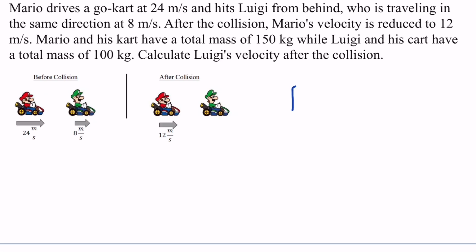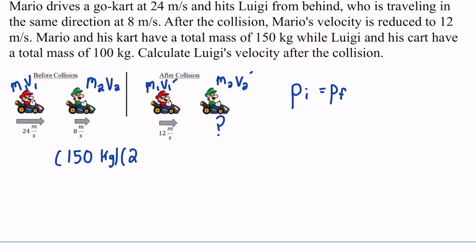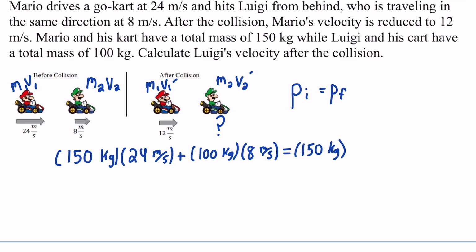So conservation of momentum, total momentum before equals total momentum after. In this case, they're moving before and after the crash. So I have mv for Mario before the collision plus mv for Luigi before the collision would equal mv for Mario after the collision plus mv for Luigi after the collision. And I want to find Luigi's final velocity. So I'll go ahead and write down my expression here with the numbers plugged in. And there's what that looks like.